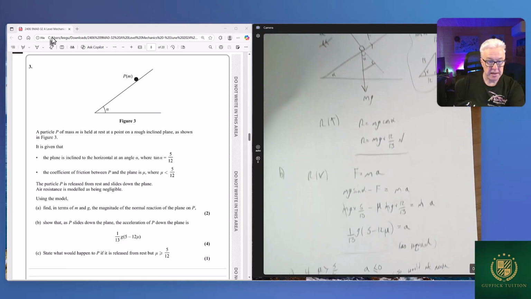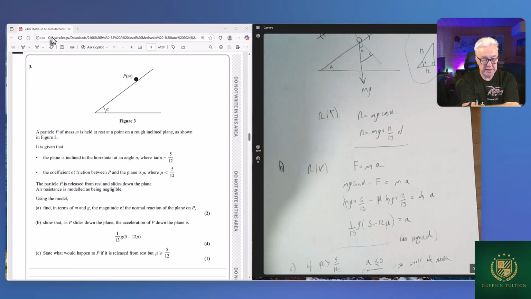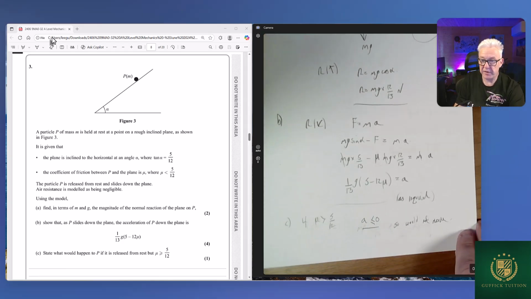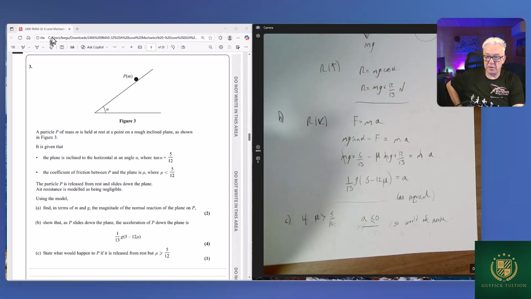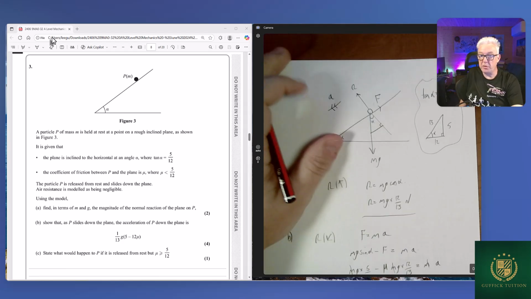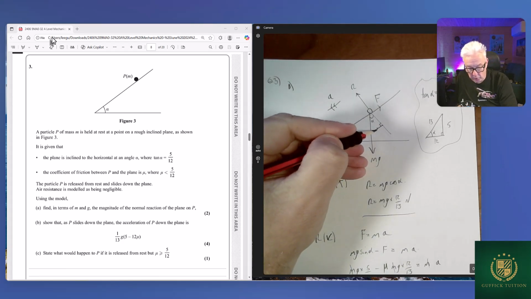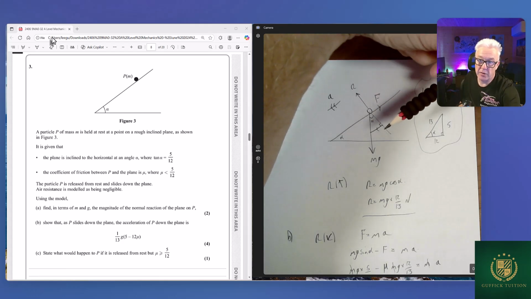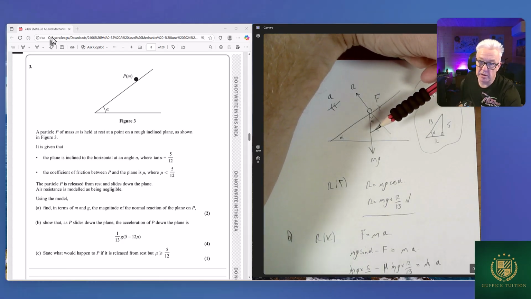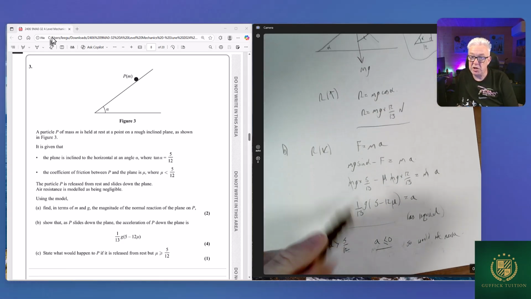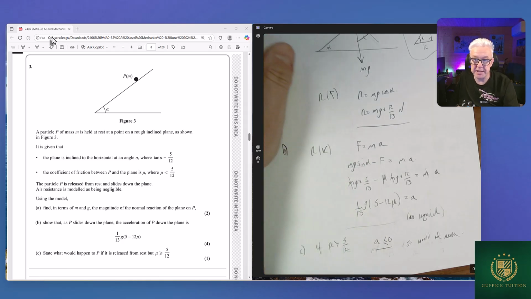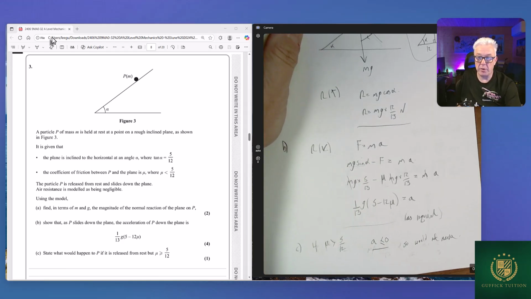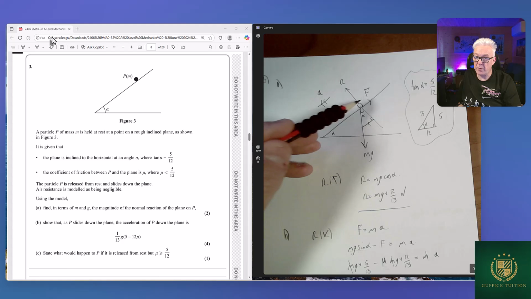Part B says, show that as P slides down the plane, the acceleration is given by that expression. So we're going to resolve down the plane and write F equals ma. The component of weight is going to pull the particle down the plane, and the component of the weight acting down the plane is mg sine alpha. Because that's the bigger force, we write that one first. Then opposing that, we have friction.